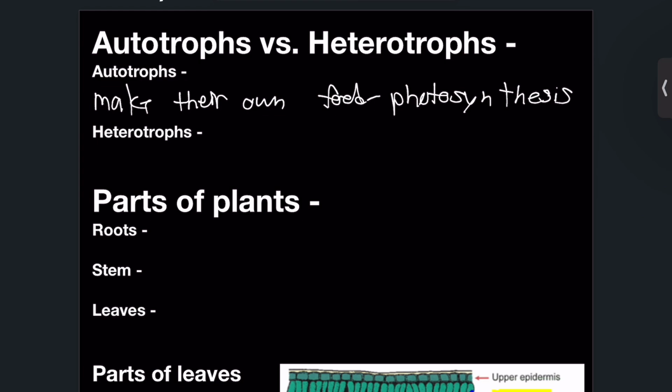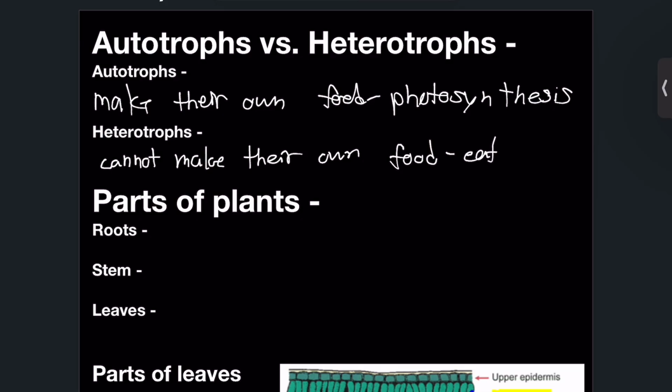Whereas heterotrophs are organisms that cannot make their own food. Some examples of these are humans, like us, and fungi, and in order to get their energy, they need to eat other organisms. So we are heterotrophic. We can't make our own food from sunlight. We have to eat other organisms, whether plants or animals, to help us gain our energy. So heterotrophs eat others, whereas autotrophs make their own.